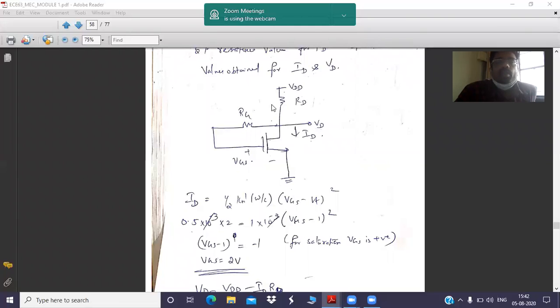Now, what is the voltage drop across RD? Here you have the current ID through RD, so the drop across RD will be IDRD. I repeat, VD is the output voltage, ID is the current through the device, so IDRD is the voltage across the resistance RD.